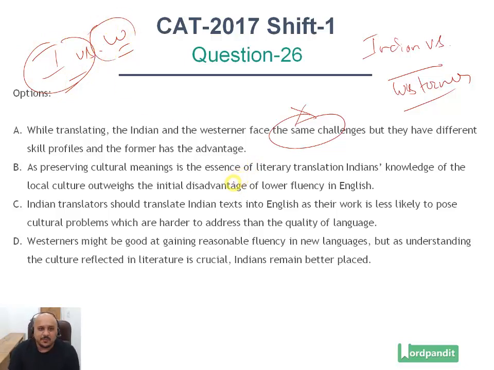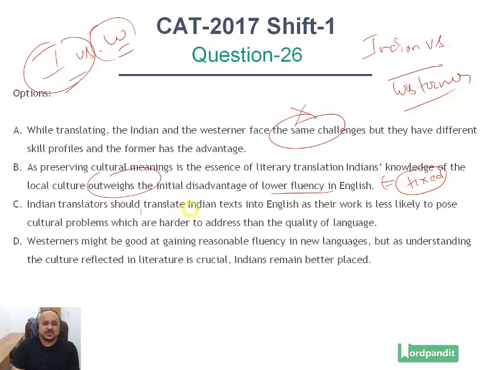This is not about the Indian's knowledge of local culture outweighing his initial disadvantage. Remember, content challenges versus fluency challenges have not really been compared. He's saying it's easier to fix those problems with language. As far as an Indian is concerned, he will find it easier with the content rather than with the language. But these disadvantages don't outweigh each other. Even if you have a problem with English, this can be fixed. It's not about outweighing these two problems.